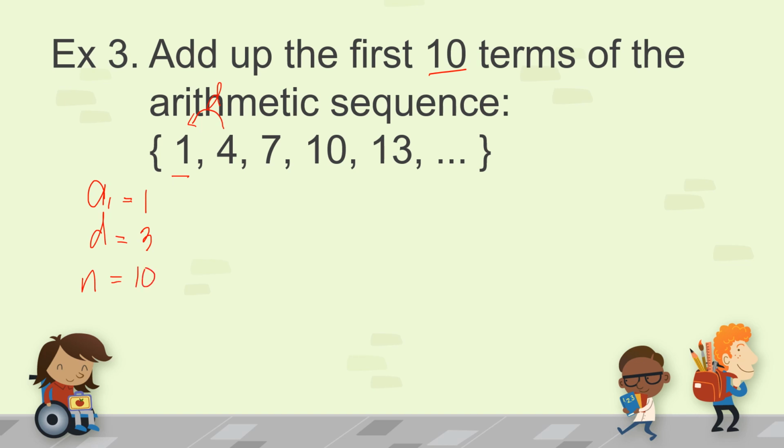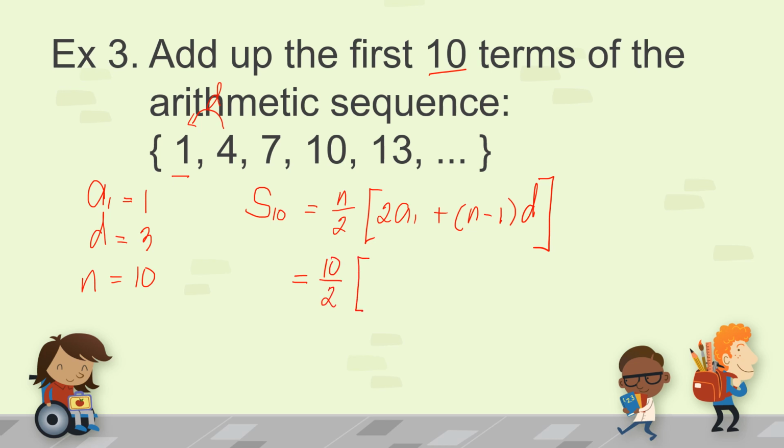So, notice that we do not know the last term. Therefore, in this case, we can use the second formula. So that is the sum of the first 10 terms would be equal to n divided by 2 times 2a sub 1 plus the quantity of n minus 1 times d. So by substituting all the given, n is 10, divided by 2 multiplied by 2 times the first term, which is 1, plus n, again, is 10 minus 1 multiplied by the common difference, which is 3.